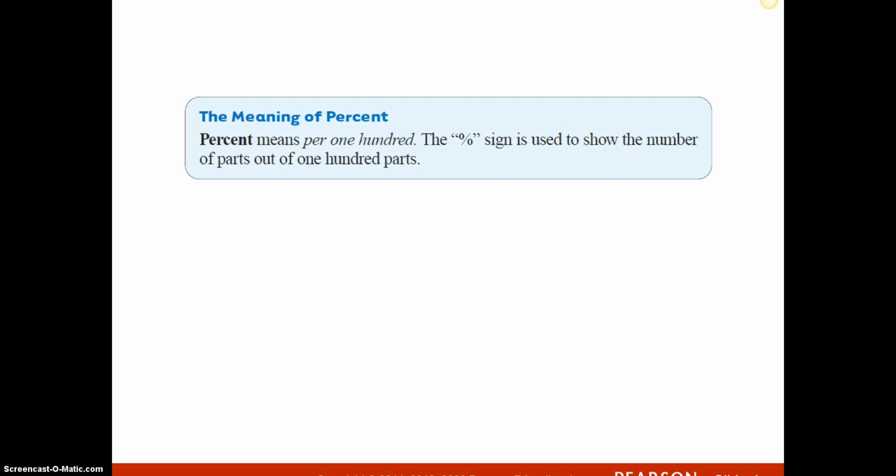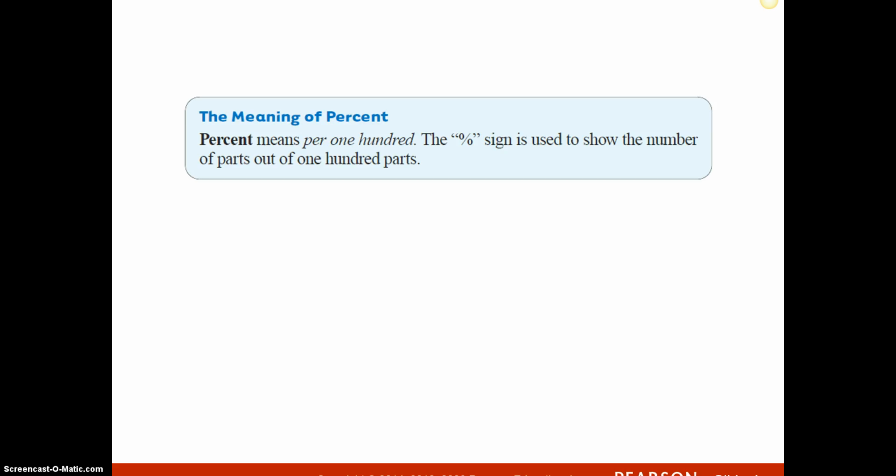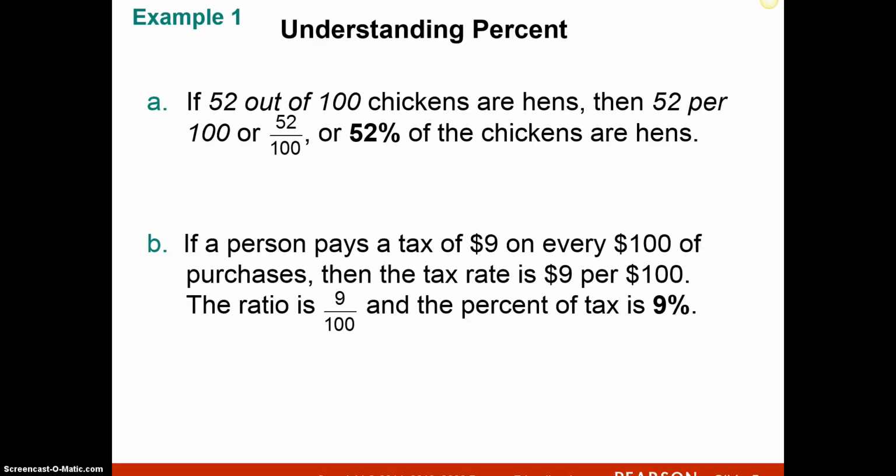Percents just mean per 100. They're based out of 100. And then the percent sign is just used to show the number of parts out of 100 parts. So if we go back and you see down at the bottom you have 11%, well, that just says, hey, out of the 100 parts that you have, 11 of those are colored blue, so that's 11%. So just try to understand some percents.